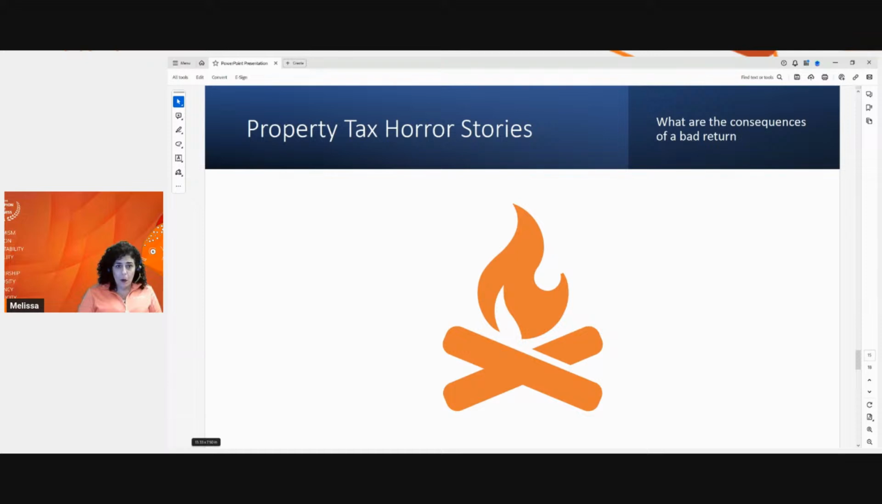So there are some horror stories that are out there, because there's lots of bad returns. There's lots of things that happen in these processes that unfortunately, we want to all avoid.